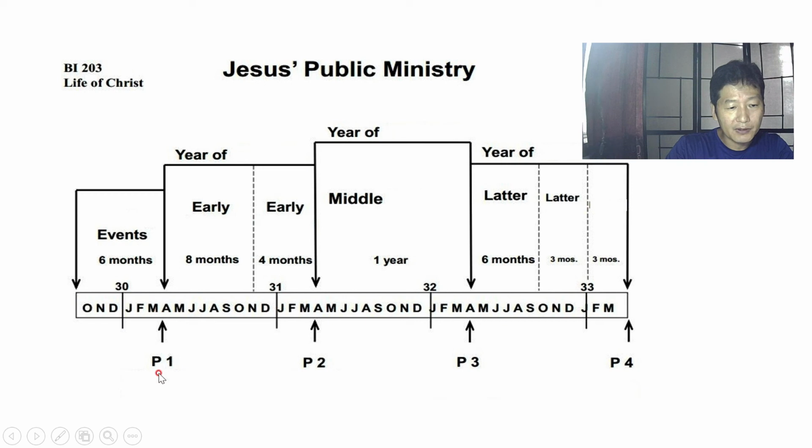And at P1, the first Passover, Jesus went up to Jerusalem, and he turned over the tables in the temple of those who sold animals, and after that he had a talk with Nicodemus. Then next let's see P2. Jesus again went to Jerusalem to keep the Passover.